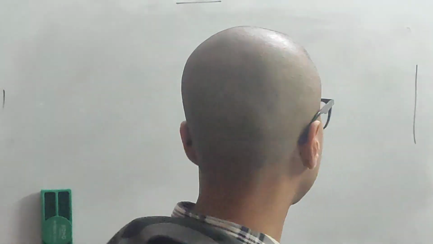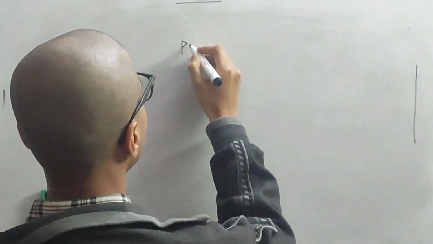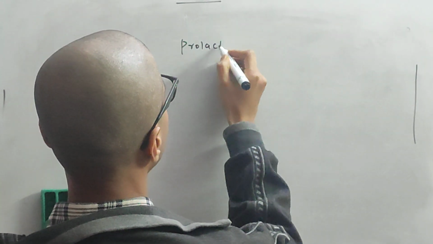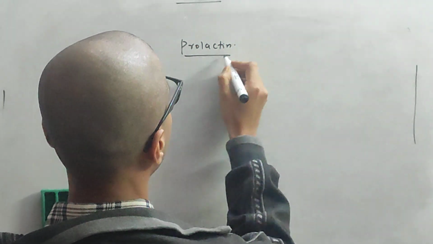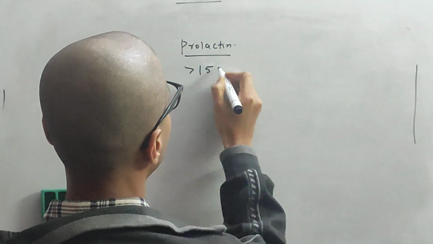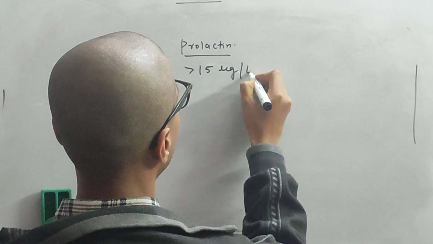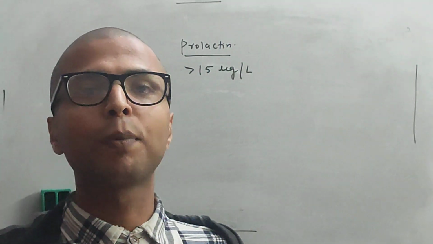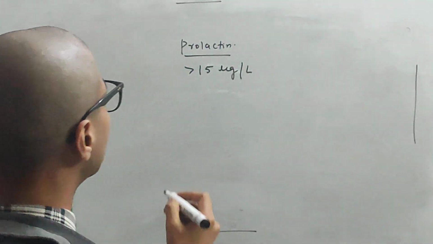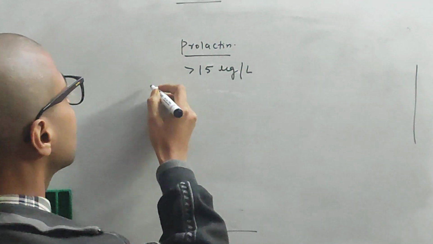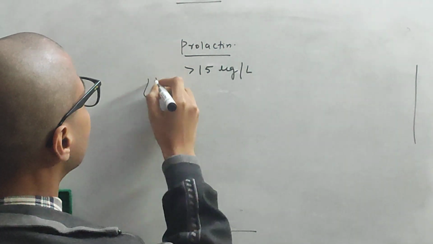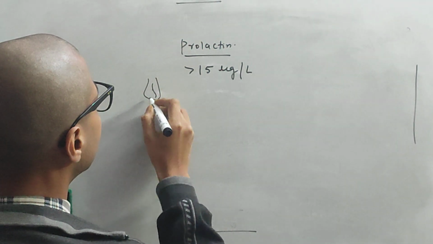So today we will be talking about hyperprolactinemia. Elevated prolactin in the blood is called hyperprolactinemia. When it is elevated greater than 50 micrograms per liter, we call it hyperprolactinemia. So, the physiology: prolactin is secreted from the anterior pituitary.